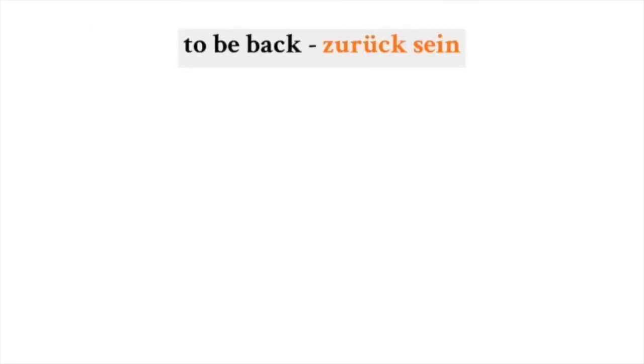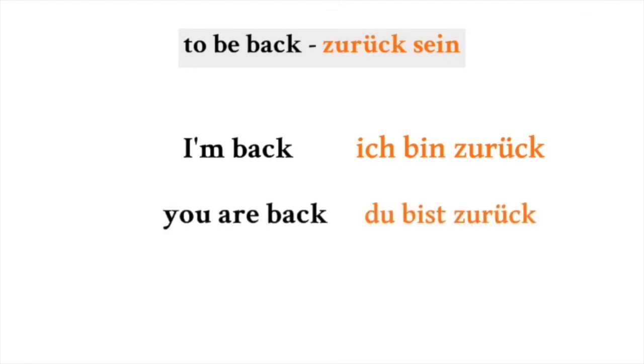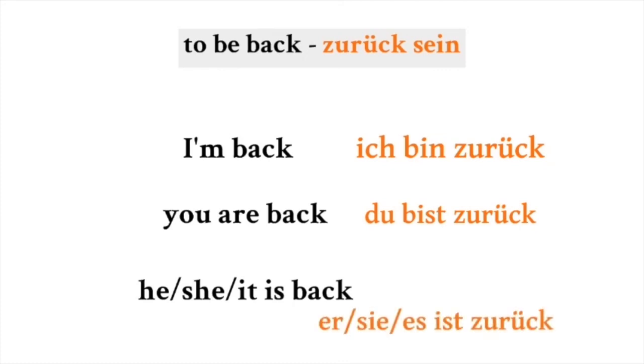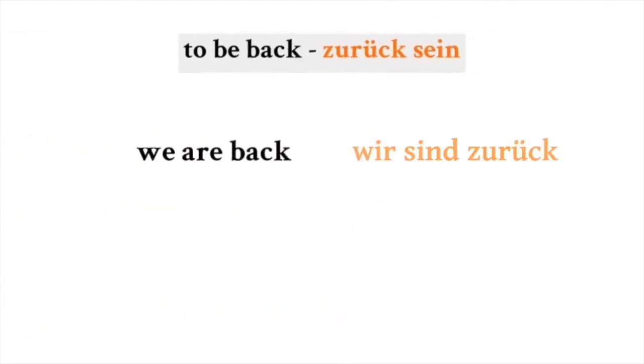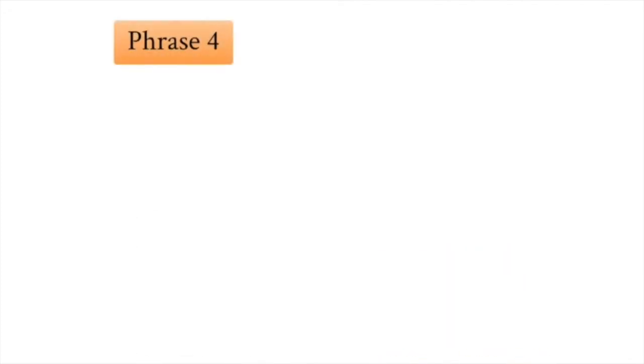Let's have a closer look at the verb to be back, zurück sein. I'm back. Ich bin zurück. You are back. Du bist zurück. And he, she, it is back. Er, sie, es ist zurück. Ich bin zurück. Du bist zurück. Er, sie, es ist zurück. We are back. Wir sind zurück. You are back. Ihr seid zurück. And they are back. Sie sind zurück. Wir sind zurück. Ihr seid zurück. Sie sind zurück.